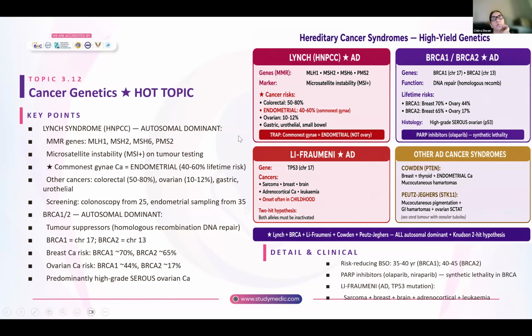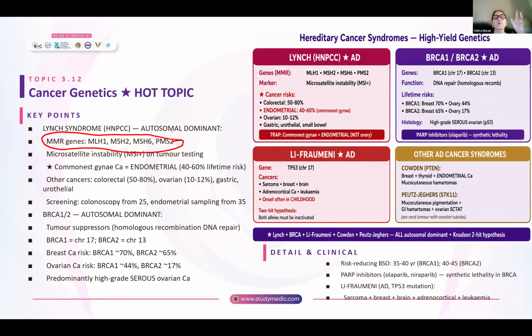So Lynch syndrome, also known as HNPCC, that is hereditary non-polyposis colorectal cancer. It is autosomal dominant. The MMR genes involved, the most common are MLH1, MSH2, MSH6, and PMS2. Please remember this, it comes as an SBA. They will ask you which is the commonest MMR gene implicated in Lynch syndrome.